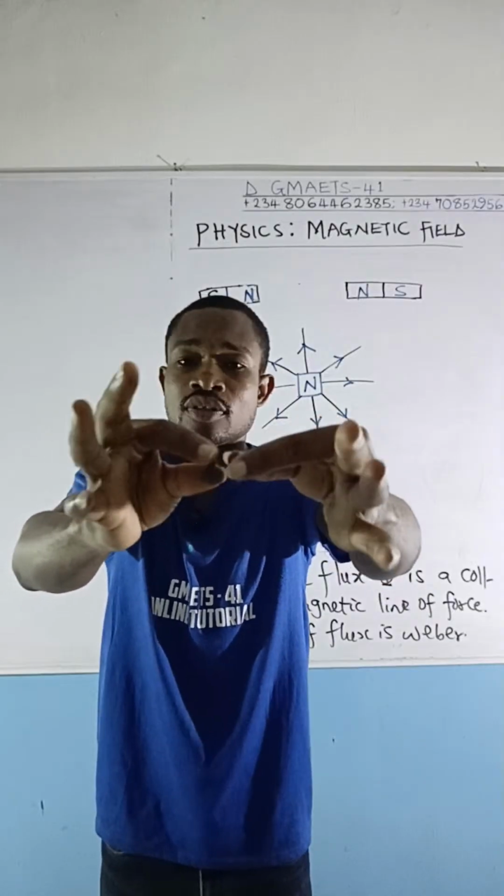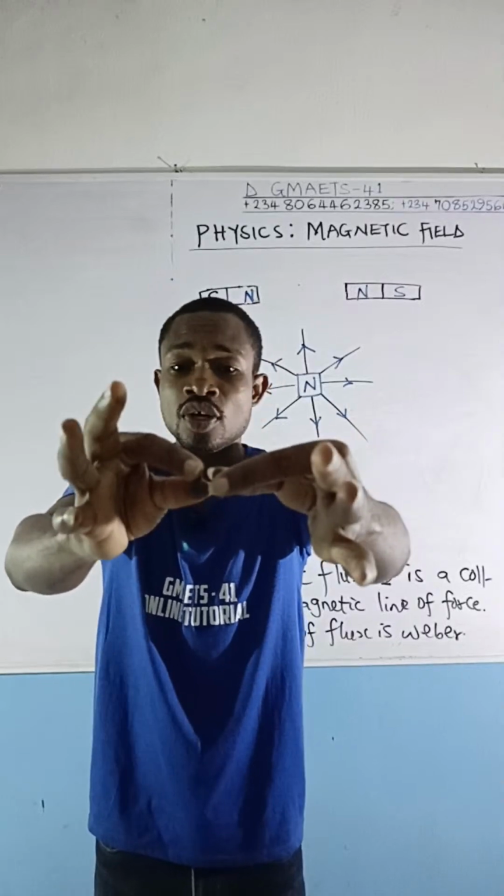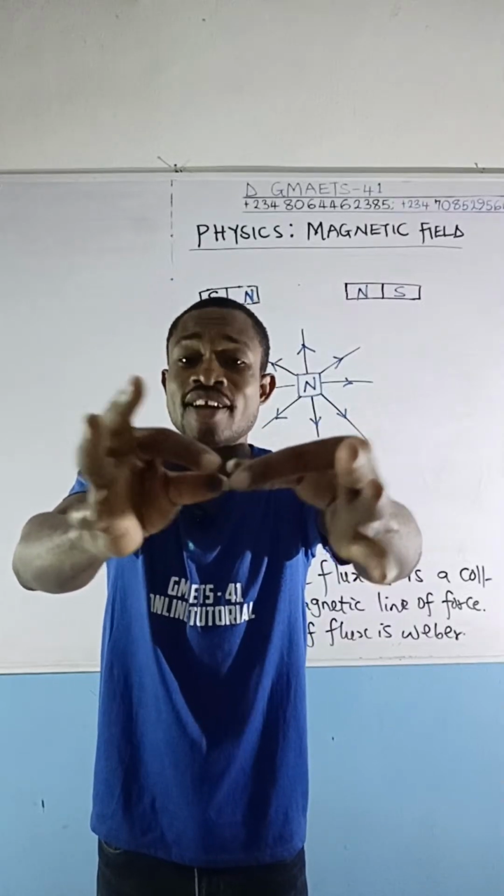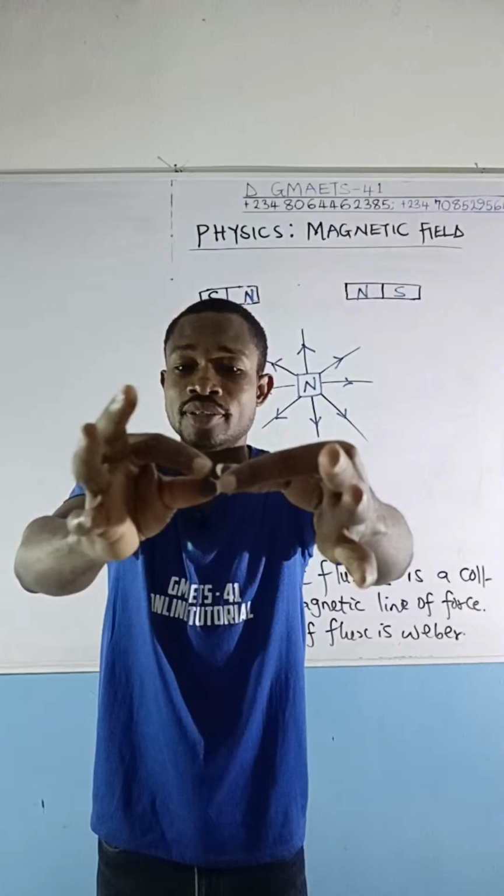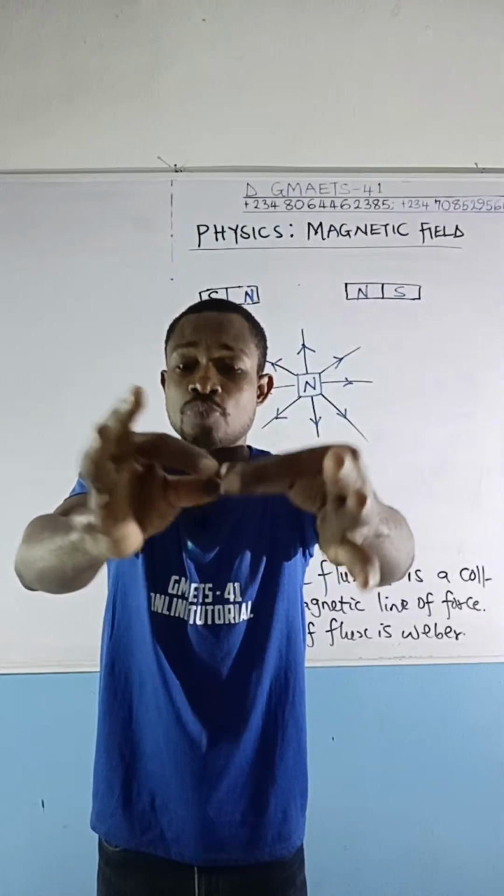Maybe north-north and south-south. So there is no attraction. Rather, there is repulsion here. This means it is pulling my hand, pulling them away.